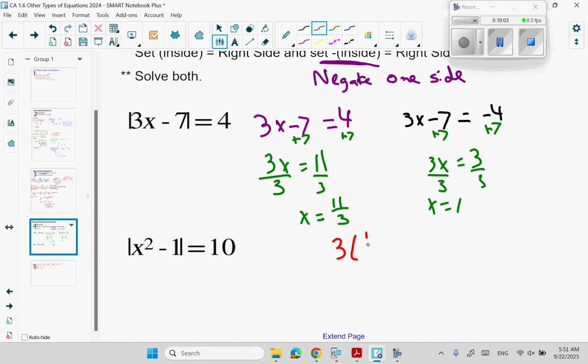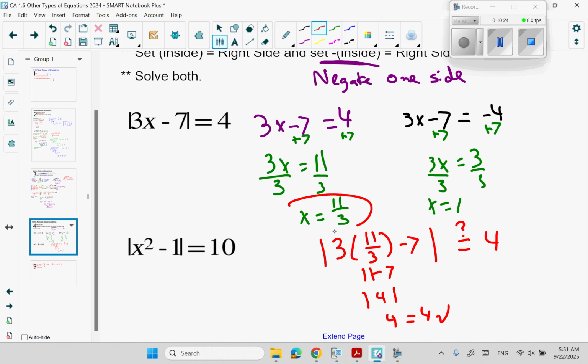We get 3 times 11 thirds minus 7 in the absolute value. Does it equal 4? Well, 3 times 11 thirds, the 3's actually simplify out. You end up with 11. 11 minus 7 gives us the absolute value of 4. Does 4 equal 4? Yes, so 11 thirds works.